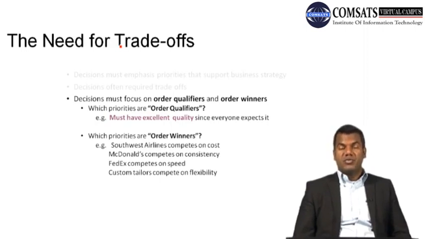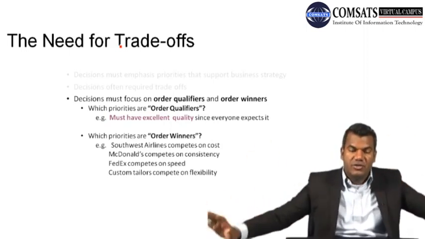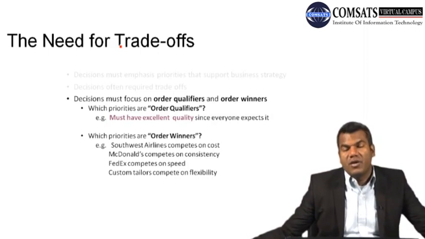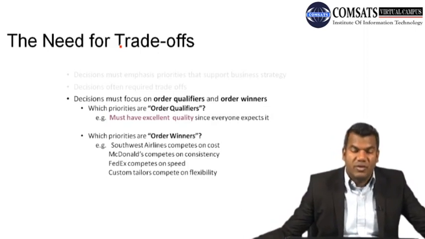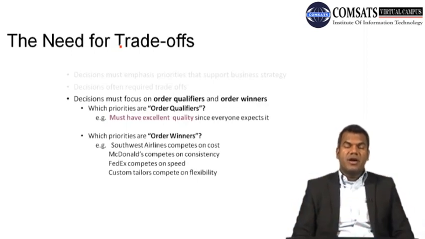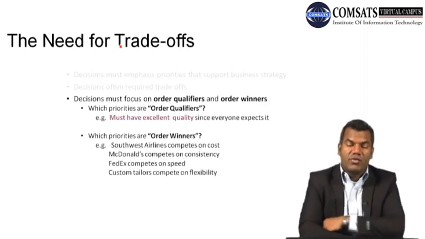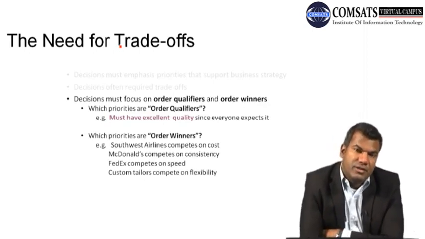Ab, order qualifier hota hai, he has basically hidden himself from the main corporate entity, he is just observing. And once he's observing, minimum jo quality requirement hoti hai, usko woh poora karta hai, and he just goes in the market. So in terms of the trade-offs, aapke jo qualifiers hote hain, minimum jo aapki requirement hai, ya koi standards aapke product ke, woh accept kar lein, toh they are order qualifiers. Then, doosra aa jata hai order winner.